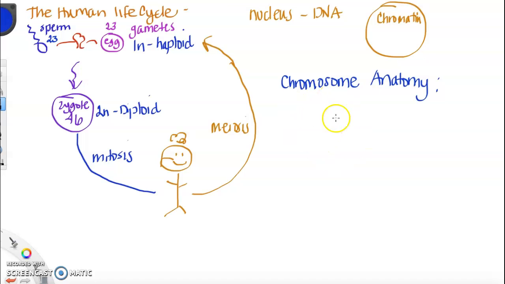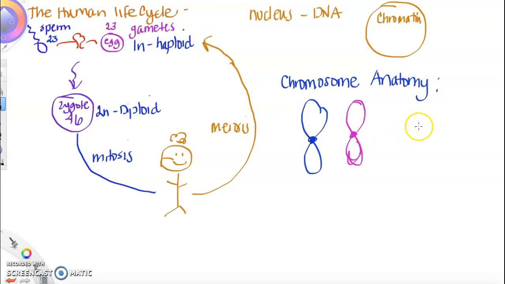So we have one from dad and one from mom. They should look alike, okay? And every chromosome has a pair. Again, one from mom, one from dad. Okay?